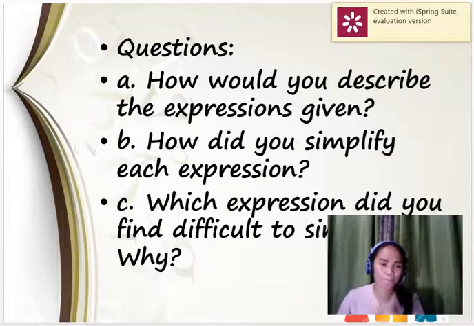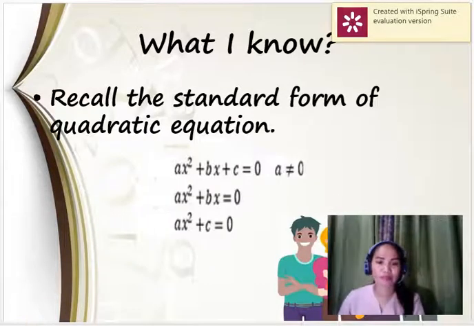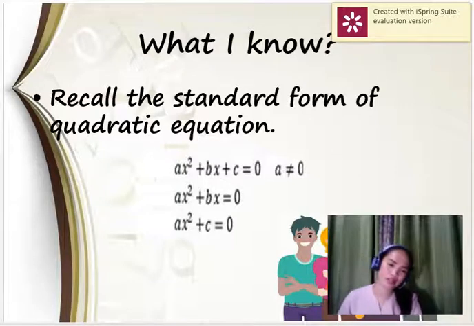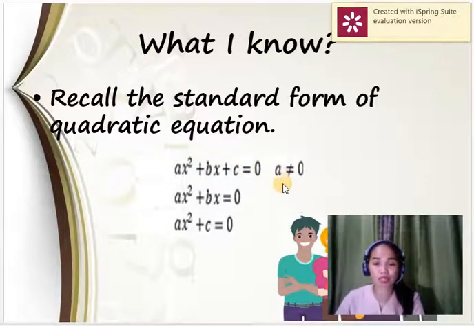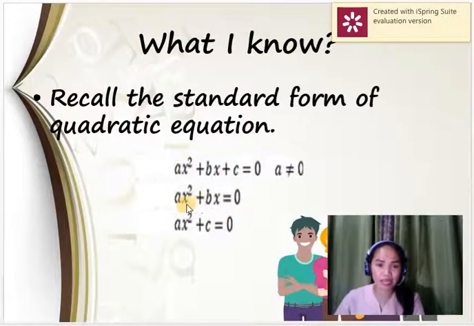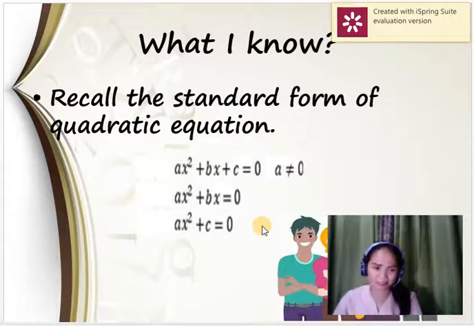What I know. Let's recall: the standard form of the quadratic equation is ax squared plus bx plus c equals 0, where a is not equal to 0. This can also be written as ax squared plus bx equals 0, where the value of c is 0, and also ax squared plus c equals 0, where the value of b is equal to 0.